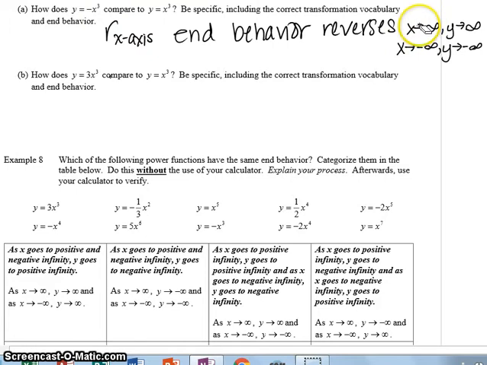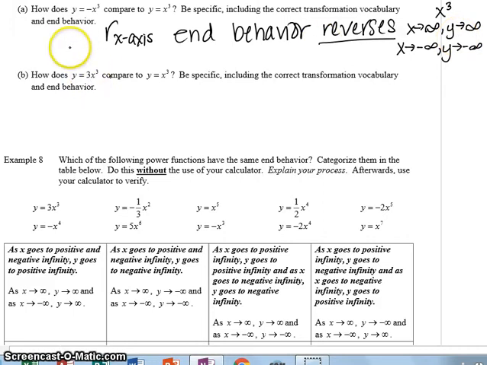So what does that mean? Now remember, this one was for x cubed. So what does that mean? For negative x cubed, as x approaches positive infinity, y approaches negative infinity. As x approaches negative infinity, y approaches positive infinity. So that's what that means when they reverse.